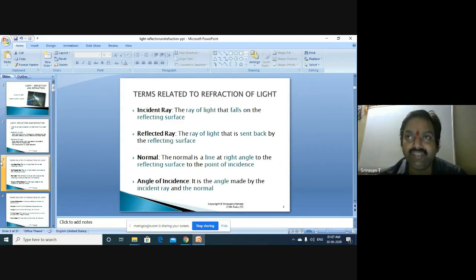Now, other important definitions with regard to reflection and refraction: the first one is angle of incidence. It is important for us to calculate the angle between the incident ray and the normal. And as such, that angle is said to be the angle of incidence. Now, it is represented by the symbol small i.